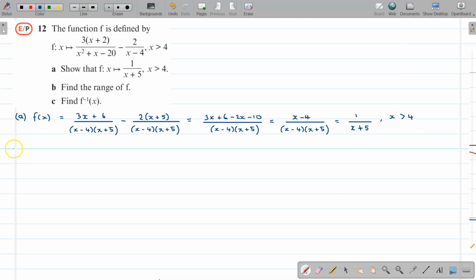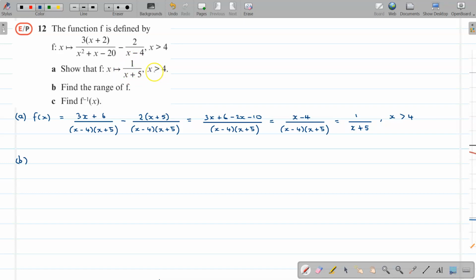All right, so part B, we have to find the range of f, the range. Well, look, the range of f is going to be determined by we're looking at all the possible values that x can be. So let's start at the lower end. X is 4, or just above 4. So let's suppose we're at 4. 4 plus 5 is 9, 1/9. Okay? Now, as x gets bigger than 4, this will get smaller.